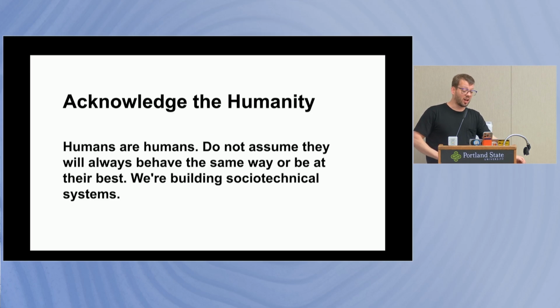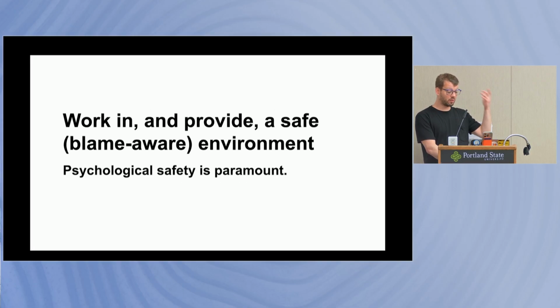And I think it's also important that we acknowledge the humanity of our coworkers, right? Humans are humans. They're not always going to be at their best. We're building socio-technical systems. That's something that's just important to keep in mind. And we should make sure that we are providing a safe environment for our coworkers. Psychological safety is really paramount, right? This is really pervasive, I think, in the SRE space of being blame aware, because you don't want people to hide their mistakes because that hinders your ability to make the system more robust and resilient. So psychological safety, good for the system and also good for the learners.